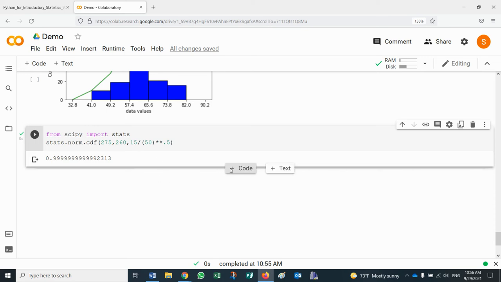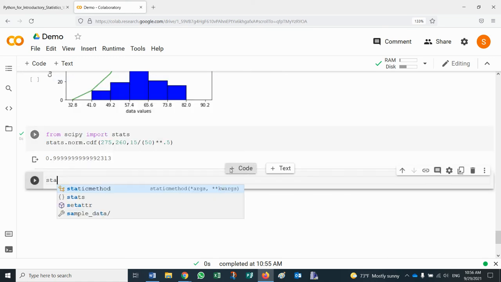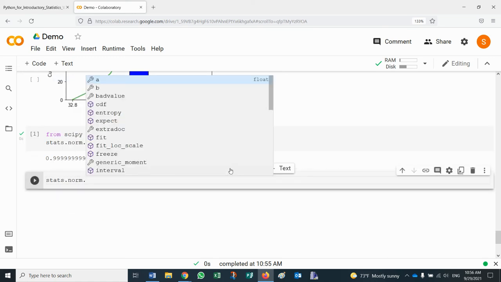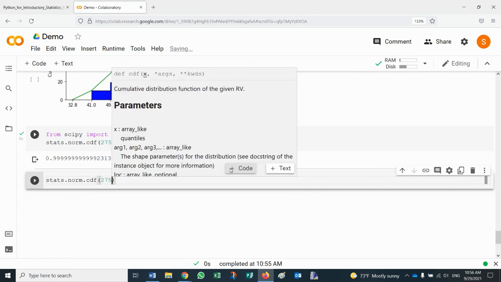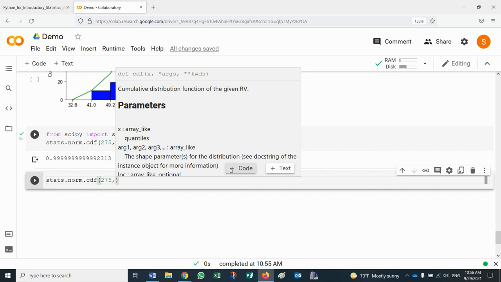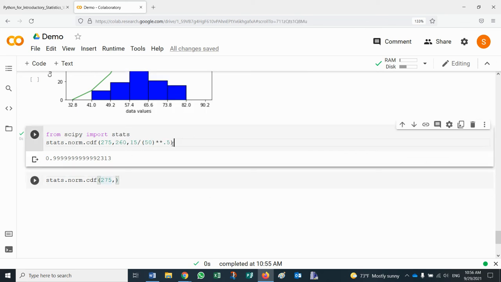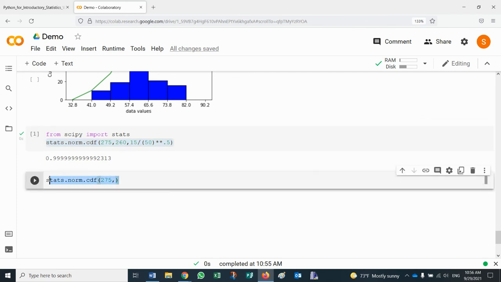So let's add a new code here. So stats.norm.cdf first to the left of 275 with a mean of, actually that's the exact same. So to save time, let's just copy this and paste it. This is to the left of 275 minus to the left of 260. So now I'll change this to 260. Right? The x value will change, but the mean and the standard deviation are still the same.